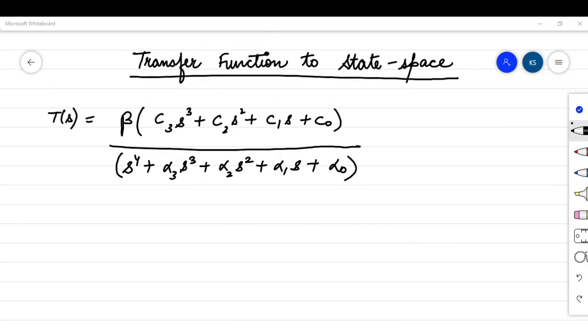Now I am going to discuss how to represent a transfer function model in state space. Let us take the transfer function defined in the form as shown to you. Just keep in mind one thing: the state space model is not unique. Transfer function is always unique in nature, but state space is not unique.